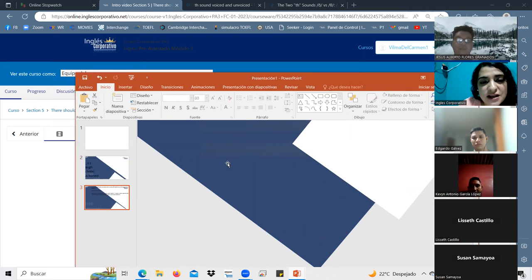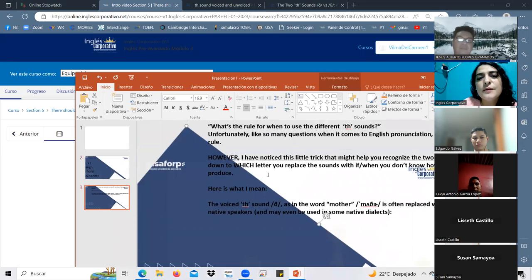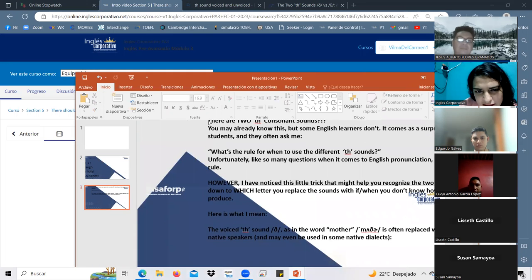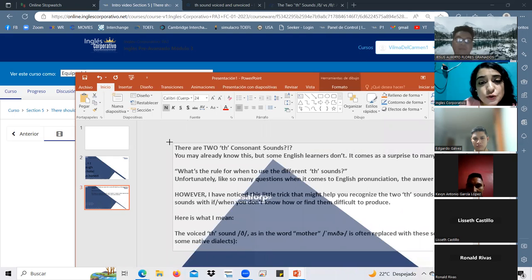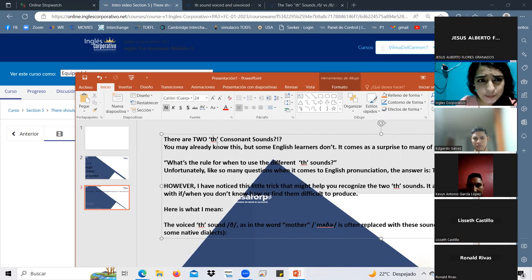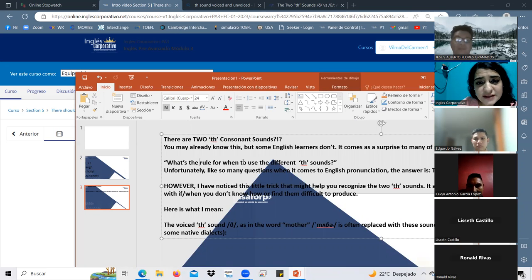Now, I was just reading some things that I want to show. Let me see if it's here. Actually, I understand, and I mentioned this yesterday, previous class, that there are two consonant sounds for the TH, all right? One of them is voiced. We already explained how to pronounce these sounds, right? The voiced sounds and also the voiceless sounds. We don't have a specific rule. When it comes to English pronunciation, there is no rule, okay?